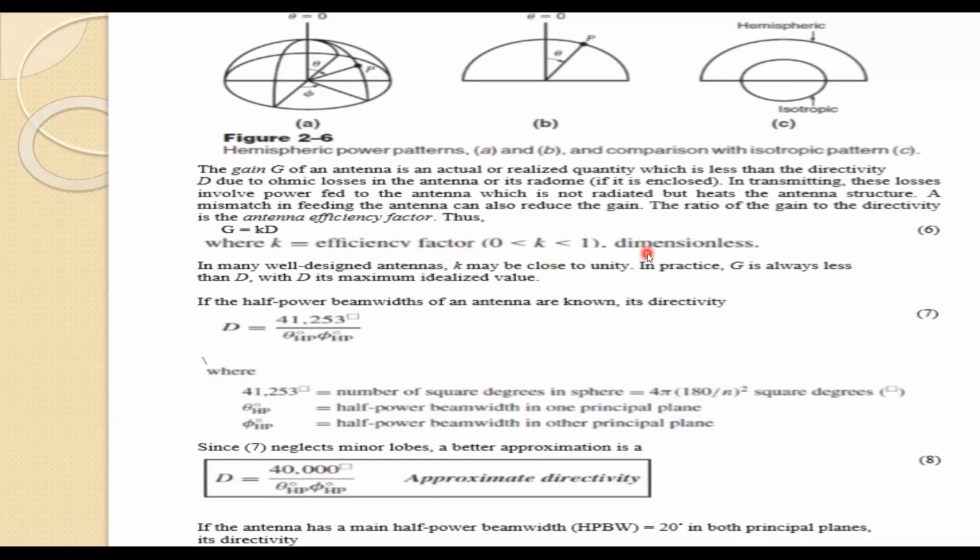Directivity is dimensionless, only a numerical quantity 1, 2, 3, etc. Gain is also dimensionless, and the gain can be represented in decibels. So the antenna efficiency factor has a dimensionless value. It lies between 0 and 1.